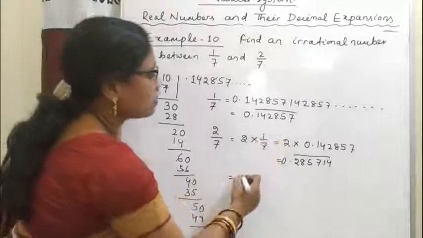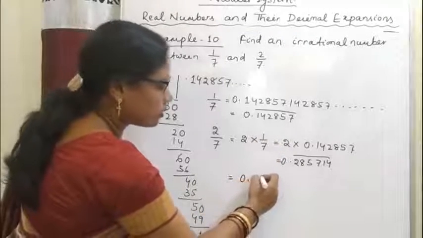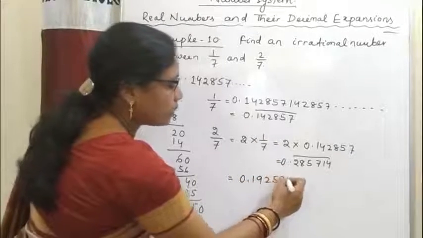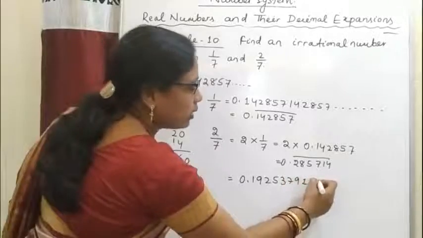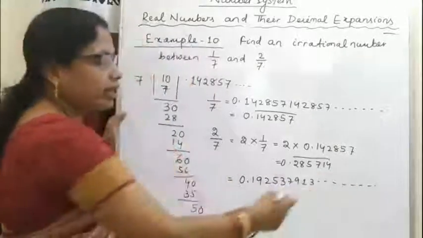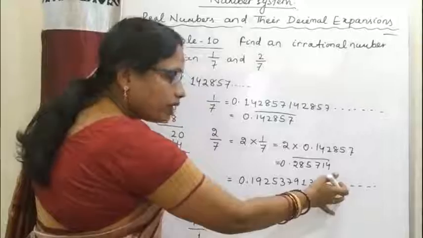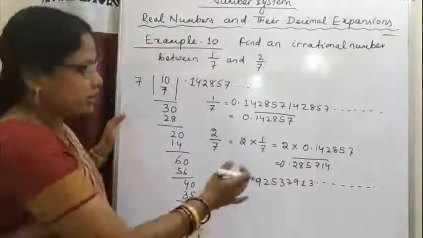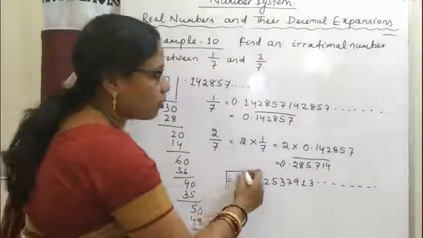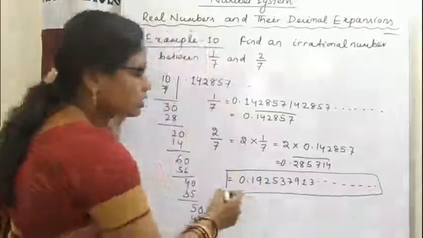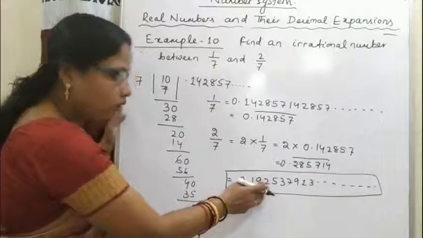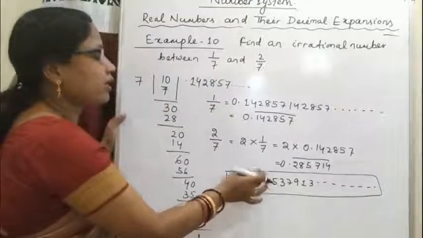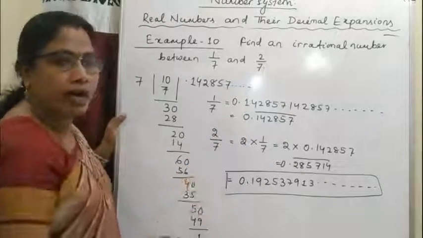So that is equal to 0.192537913. Like this you can write any non-terminating, non-recurring decimal number. So this is the decimal number which is irrational in between 1 by 7 and 2 by 7.